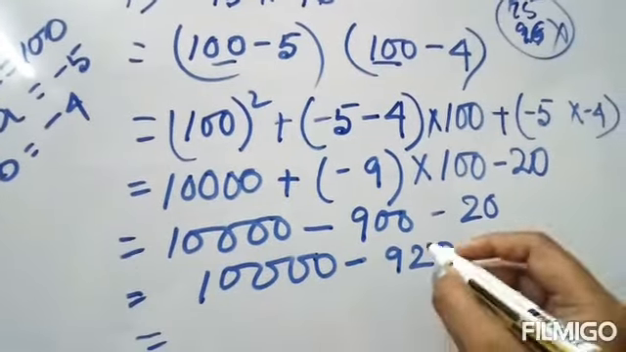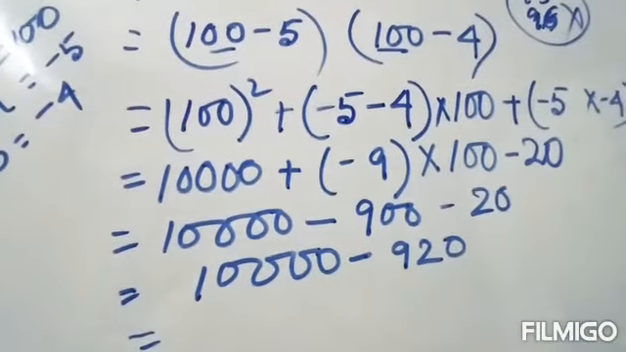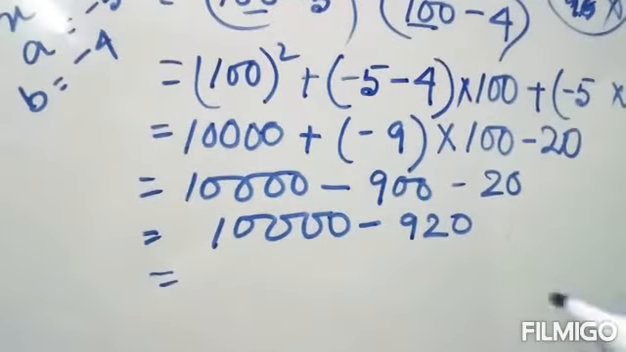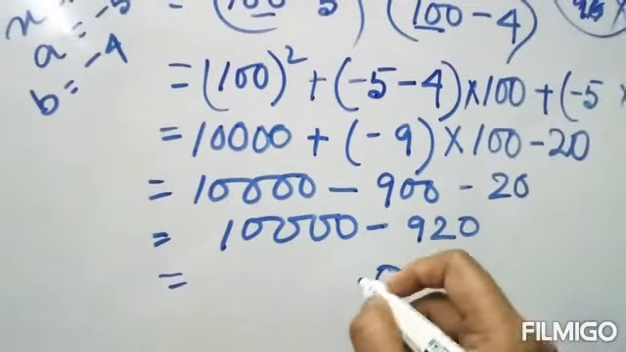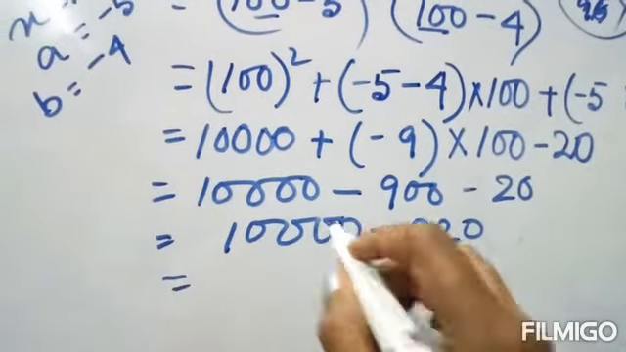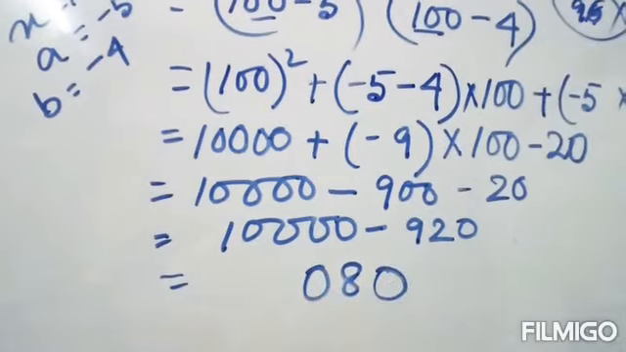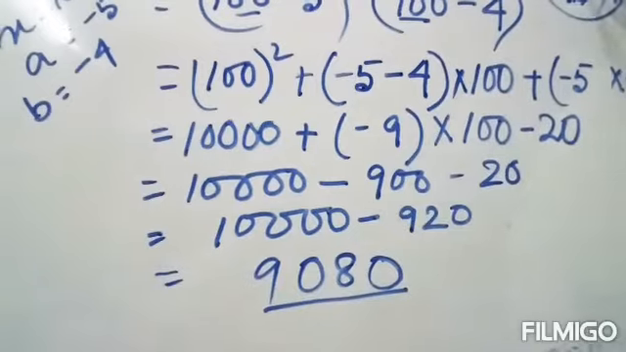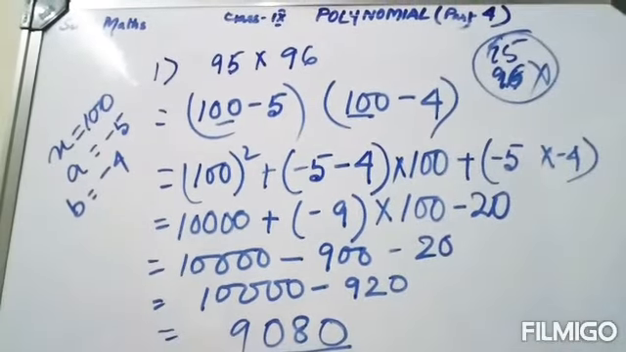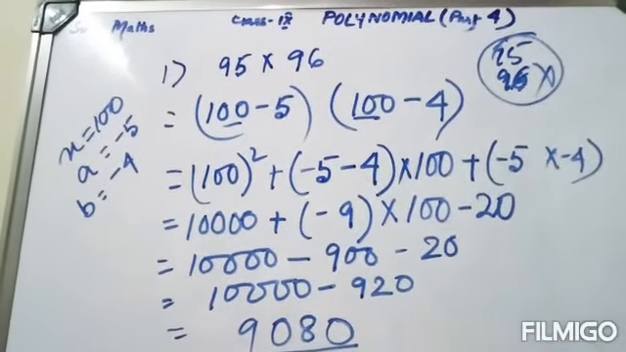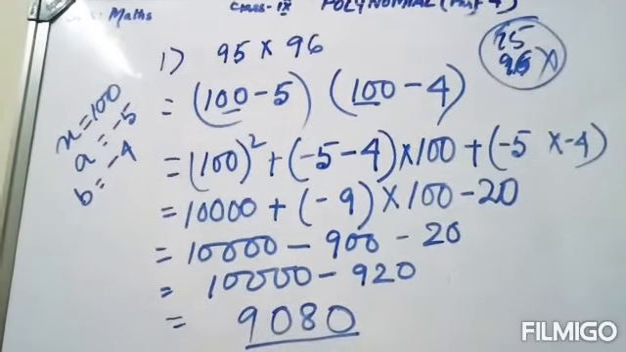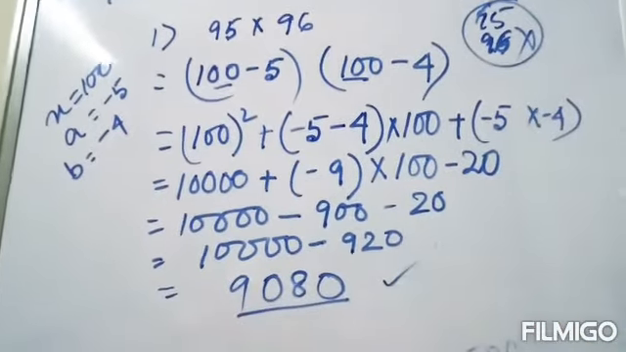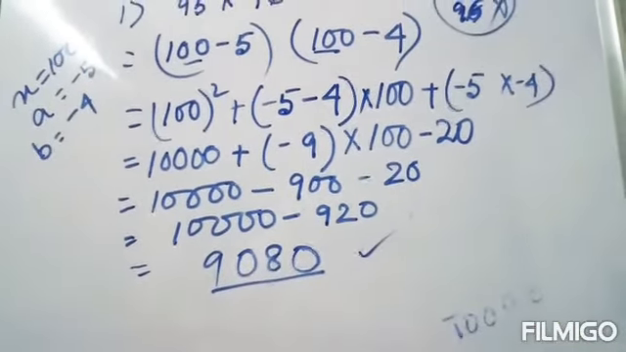Now, when we subtract from 10,000, what do we get? 9080. I need not multiply this one. This is how we can apply the identities to real life numbers and find the product of two numbers using identities.